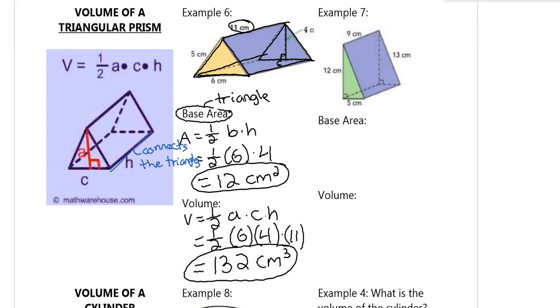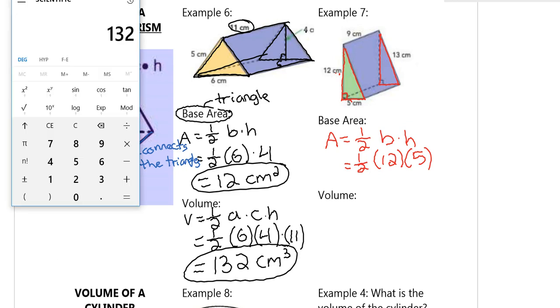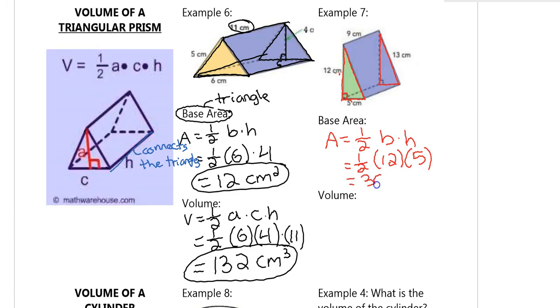So base area. Again, area equals 1/2 base times height. So I'm looking at my triangles. Where they meet at the right angle is these two sides. So 12 and 5 are the numbers I'm going to use there. So 1/2 times 12 times 5 is 30. So that's 30 centimeters squared.